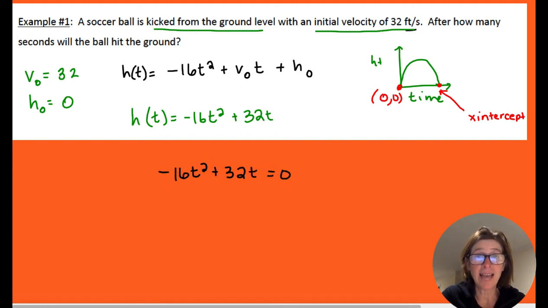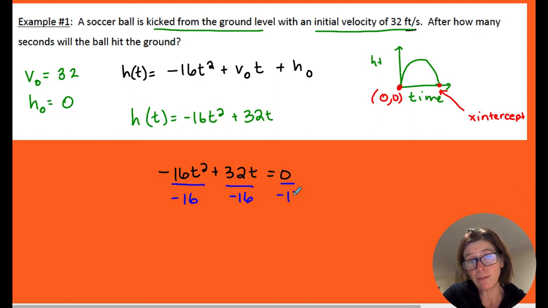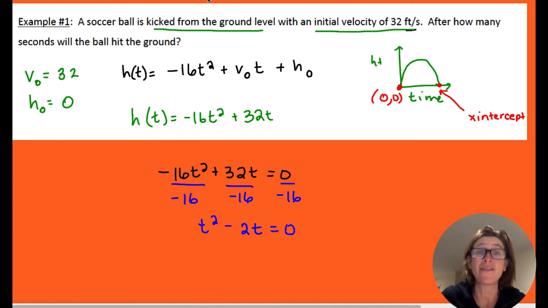All right, I see that it's divisible. I can simplify this equation, so I'm going to divide everything by negative 16. I always want to simplify if possible. So t squared minus 2t equals 0. Remember not to ever divide by a variable, because that would throw out an answer.